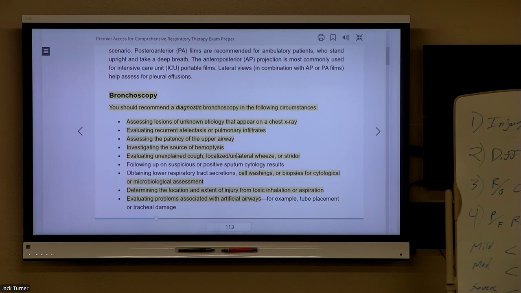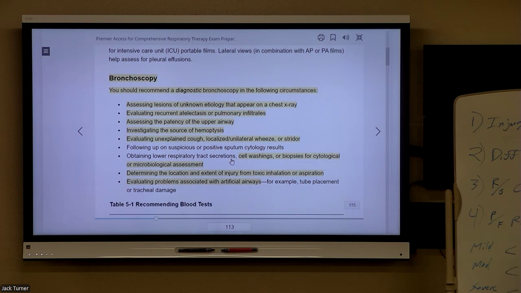So we're at the bottom of 114, and let's talk about bronchoscopy. And if you guys remember, when you do a bronch, there's 2 reasons why you might do a bronch. It's either diagnostic or therapeutic, right? Diagnostic would be like what?